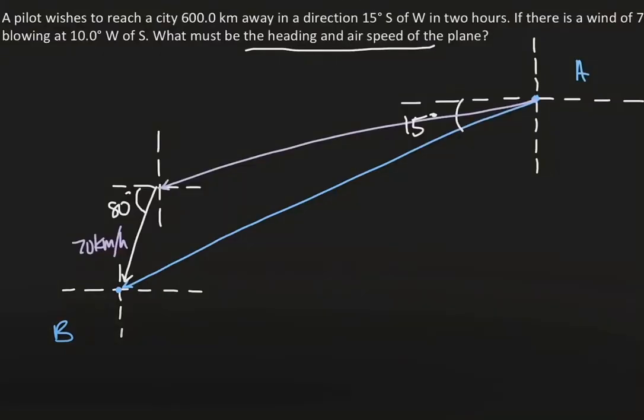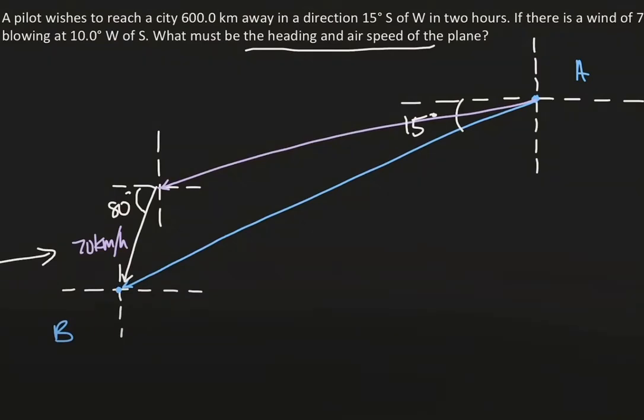Okay, so I've relabeled the diagram to make it a little bit neater. This is our wind speed, this 70 kilometers per hour here. I've just labeled it 80 degrees south of west instead of 10 degrees west of south, just to make it a little bit neater.